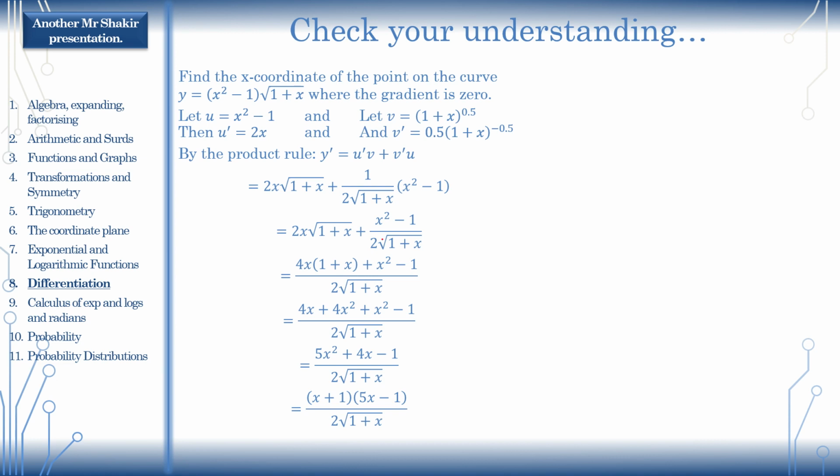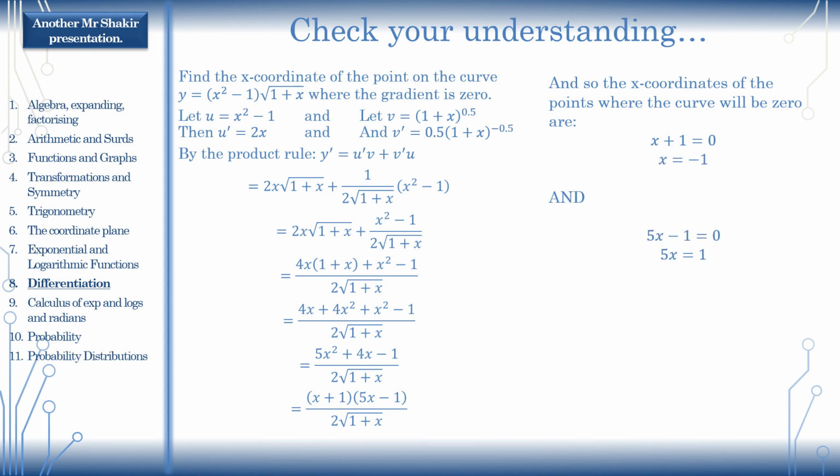Anyway, you factorize. Now by the null factor theorem, where is the numerator equal to 0? x equal to negative 1, and x is equal to 1 over 5. And so x plus 1, x equal to -1, or x equal to 1 over 5. Those are the x coordinates of the points where the gradient will be 0.